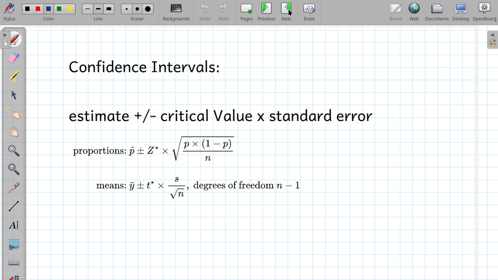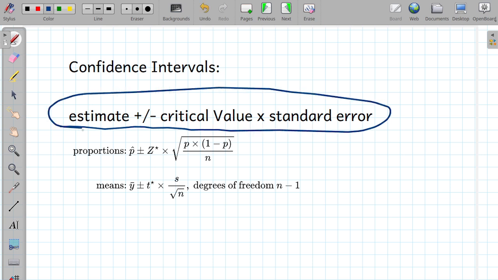Now, confidence interval. All confidence intervals that we're going to encounter take this basic form right here. Your estimate. Now, in this course, we're either using estimates of proportions, so that's your p-hats, which is what we're doing tonight, or mean values, which is y bar or perhaps x bar.